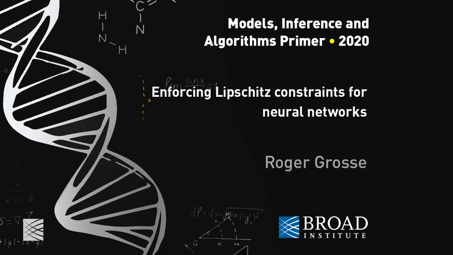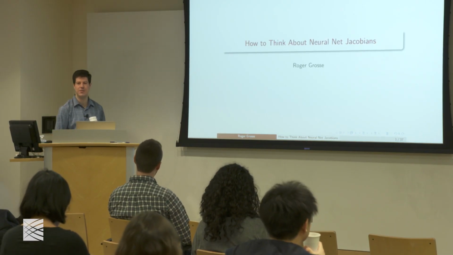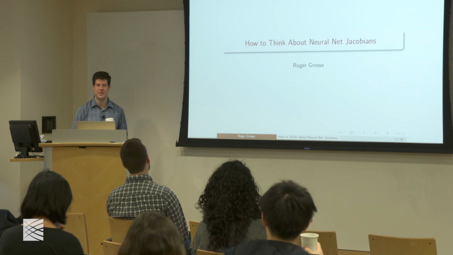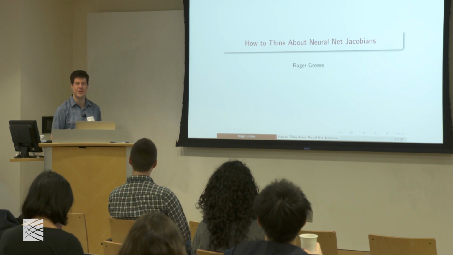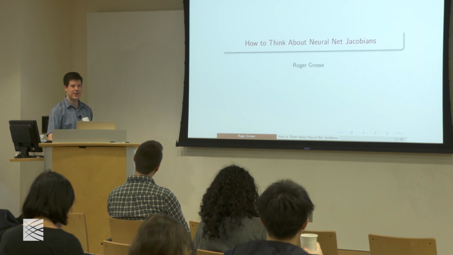about how to think about neural net Jacobians. And we actually decided to switch it up. I understand normally the professor gives the research talk and the students give the primer, but I thought the students did the actual research, and so I'd give them the opportunity to tell you about it. And so I'll be talking about neural net Jacobians.